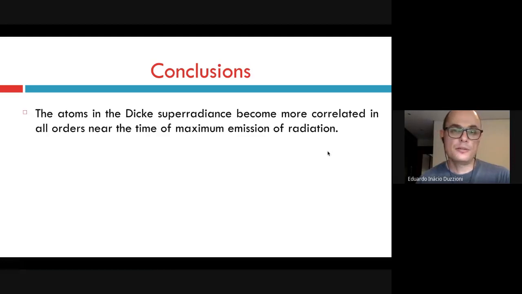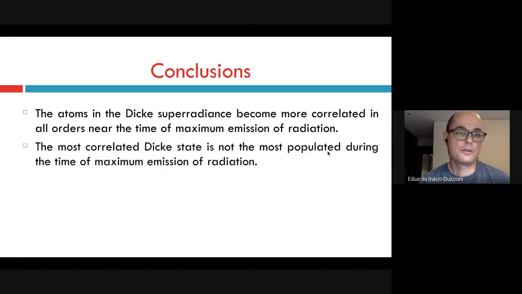And finally, I will present the conclusions. As we expect, the atoms in the Dicke superradiance become much more correlated near the time of maximum emission of radiation. We expect that, but we calculated it now and proved that the most correlated Dicke state, the state in which half of the population is in the excited state, is not the most populated during the maximum emission of radiation.